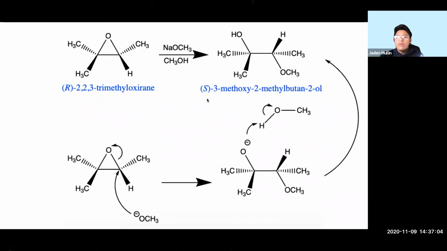In order to get rid of this negative charge, an alcohol will act as the acid, and acid-base chemistry will be carried out, so the oxygen will be protonated, leaving it as an OH group. This process will finally get us to our desired 3-methoxy-2-methylbutan-2-ol. And that is basically all the steps in this mechanism.